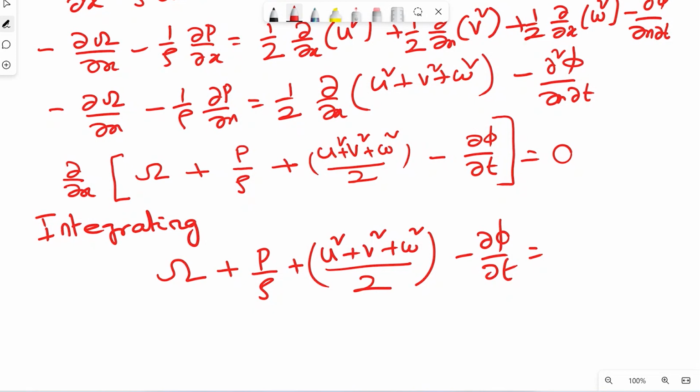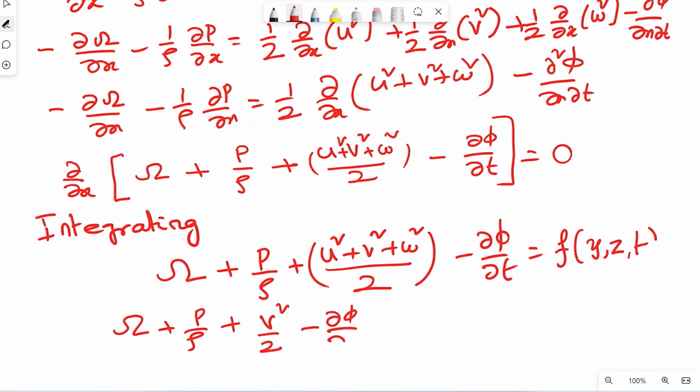Integrating with respect to x, it is a function of y, z. Now u² plus v² plus w² is V², so V²/2. It is nothing but p/ρ plus V²/2 minus ∂φ/∂t is equal to f of (y, z).